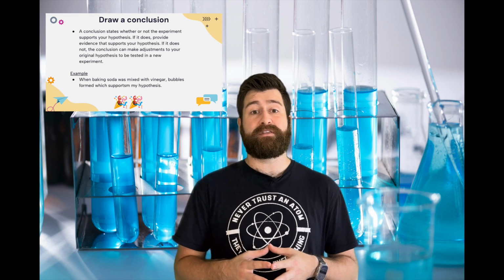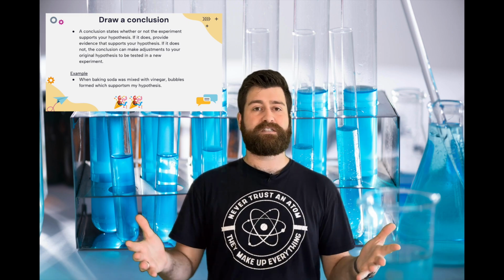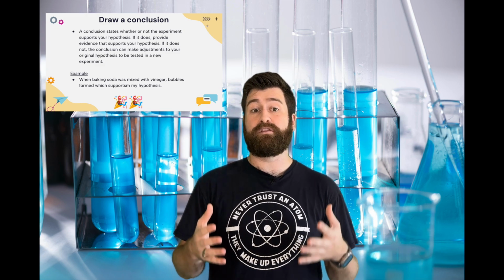Sometimes scientists observe things that make their hypothesis partially true, but the parameters or guidelines of the experiment need to be adjusted to test what they're really looking for.